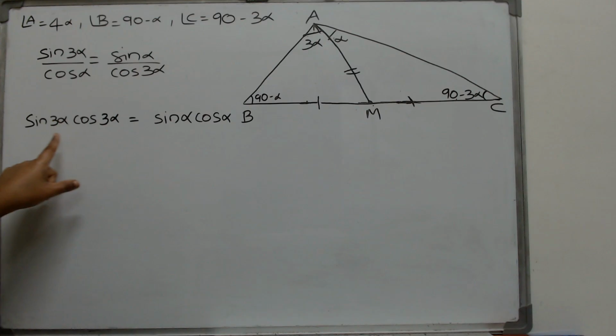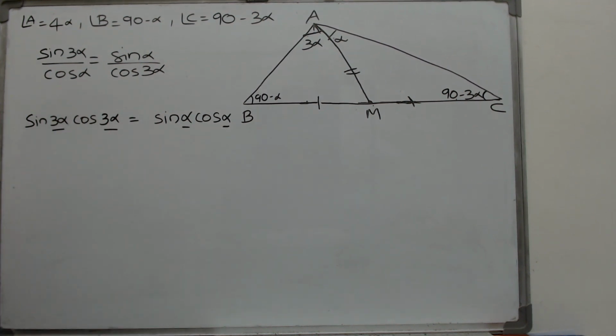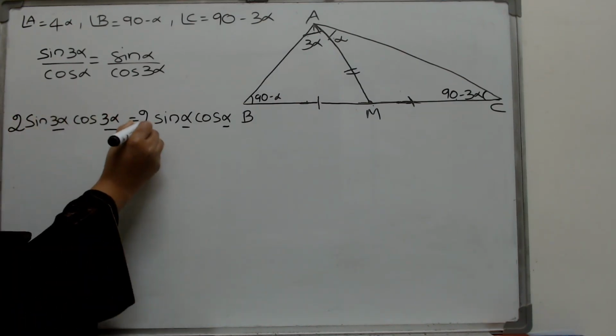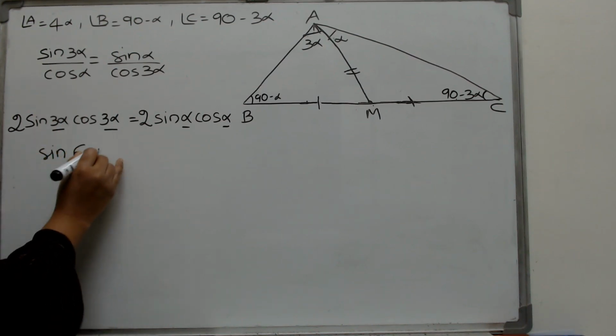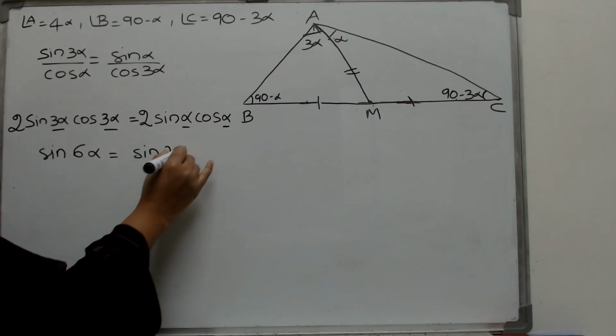Now what does this remind you of? The sine and the cos values of the same angles. What does that remind you of? The sine 2A formula. All we have to do is multiply throughout by 2. Then we can apply the sine 2A formula. This becomes sine 6 alpha and this becomes sine 2 alpha.